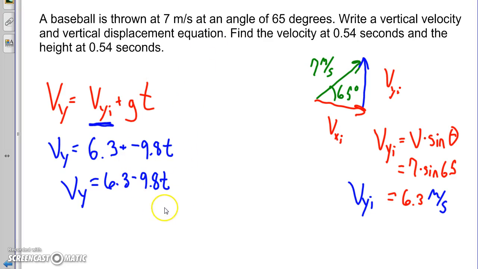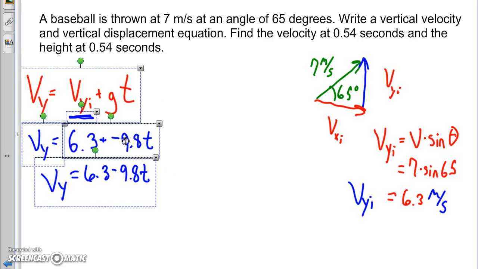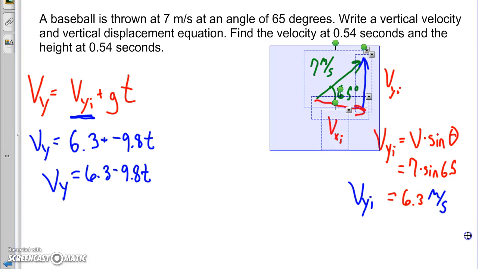Alright, I'll keep that here for now. I'll move this all over a little bit, or I'll twist it around. One of the two though. Alright, so now the second part, write a vertical displacement equation. Now vertical displacement is a little bit longer, a little bit more to it.